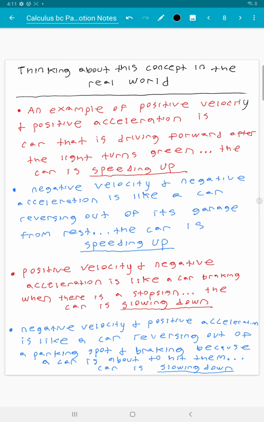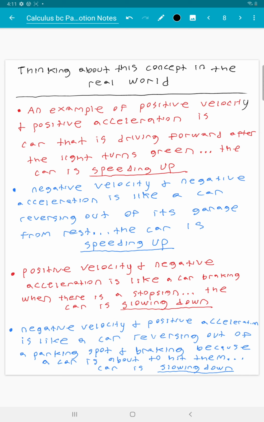Now let's think about an example where you have a positive velocity and a negative acceleration. That is like your car braking when there is a stop sign because you're still going forward, so your velocity is positive, but your velocity is beginning to decrease, so you have a negative acceleration. And obviously, when you're braking, when you get to a stop sign, you are slowing down.